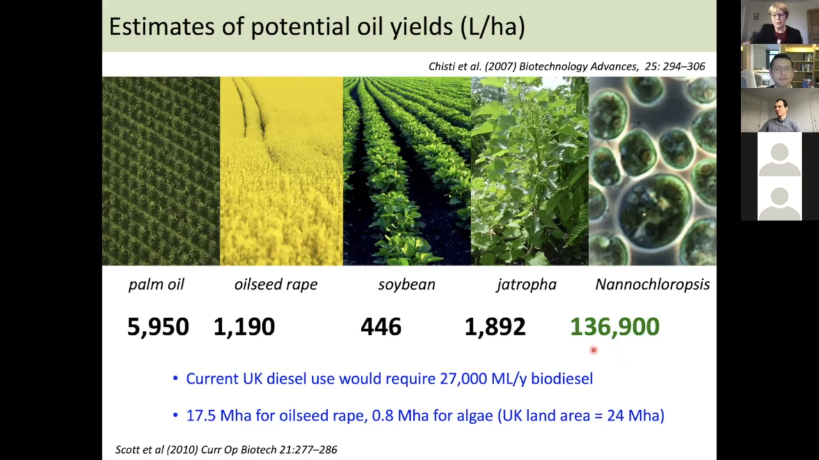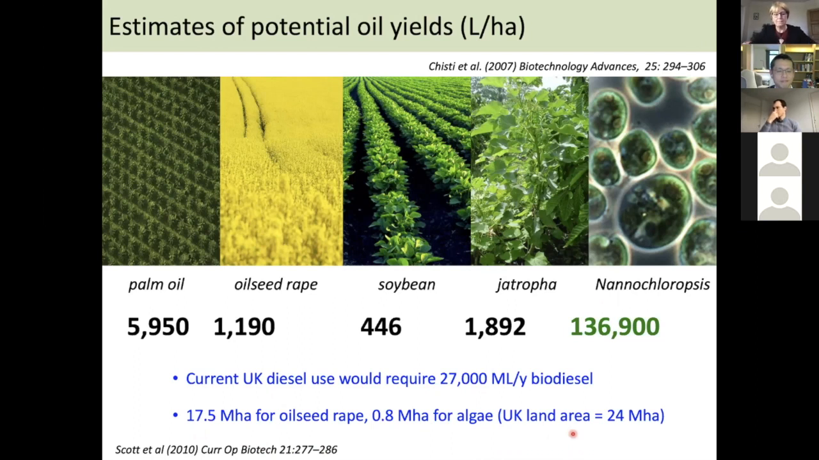A long time ago, together with Stuart Scott from the engineering department, we did the back of the envelope calculation to work out how much microalgae you'd need to grow to produce enough biodiesel for the UK. This is the UK diesel use in 2010, that was 10 years ago. It's probably gone up and then gone down completely because of the pandemic. This would require 17.5 million hectares of oilseed rape, or 0.8 million hectares of this microalga, if you could get that yield. And this is the UK land area.